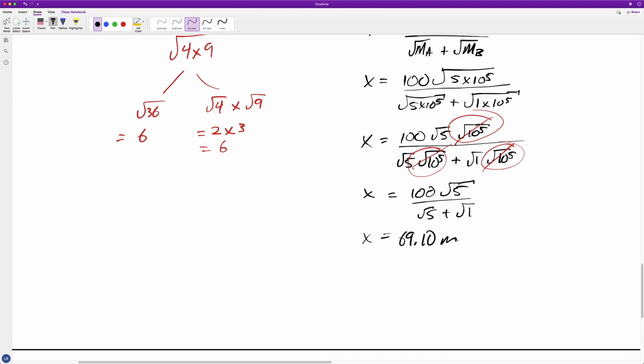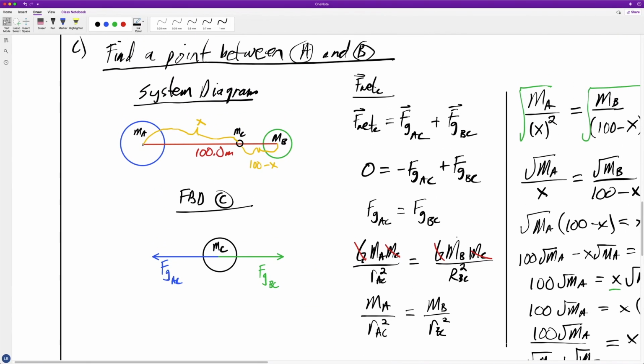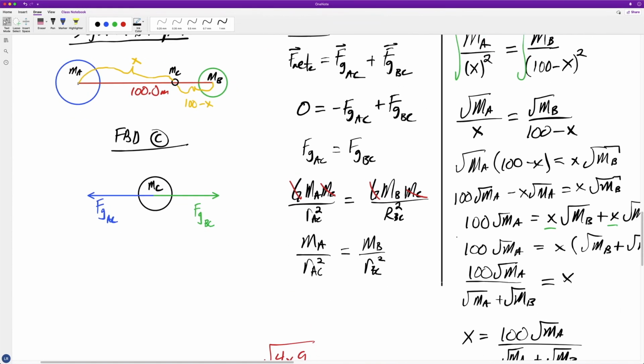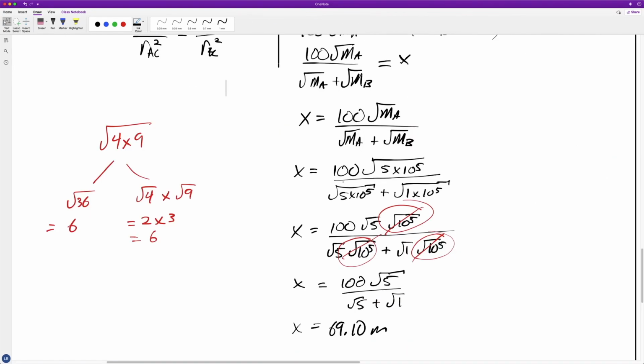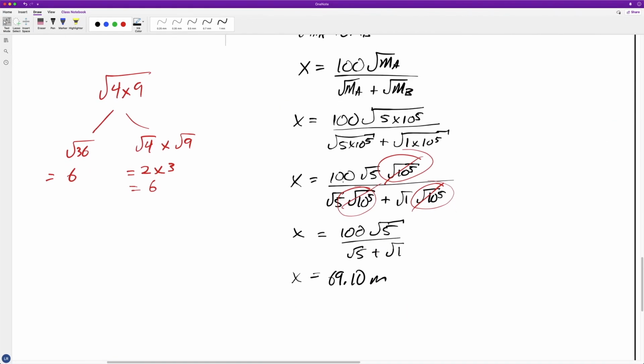So the final answer is 69.10 meters, which makes sense because x should be closer to MB, the larger of the two numbers, and that's what we're expecting. So there you have it. Much simpler than it initially looked.